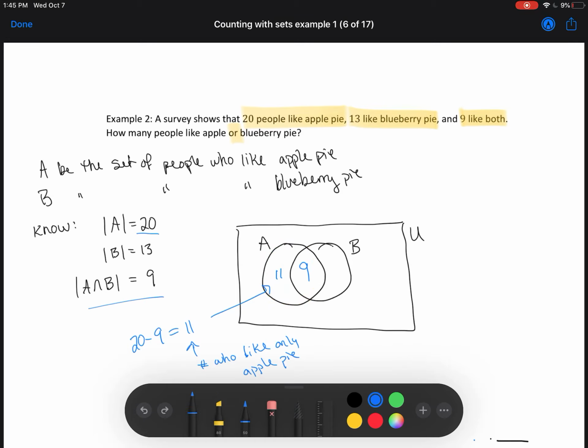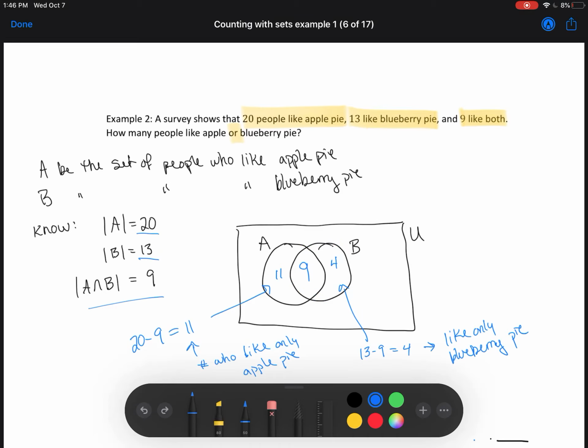All right, we can do the same thing this time with the blueberry pie. There's 13. So right here we do 13 minus 9, and of course that's equal to 4. So that's 4 people who like only blueberry pie. There we go. Again, if we look at the whole circle B, then we get 9 plus 4, which is 13. 13 people like blueberry pie.